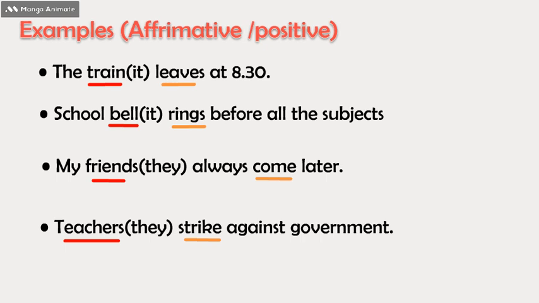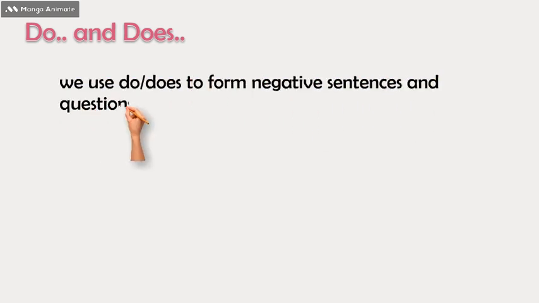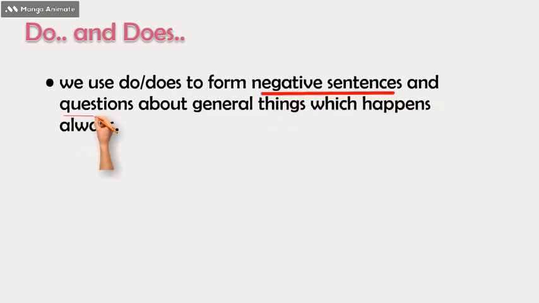Therefore, for the repeated action, we can use present simple sentence. Next thing is do and does. You know that do and does are auxiliary verbs or helping verbs. We use do or does to form negative sentences and questions about general things which happen always.